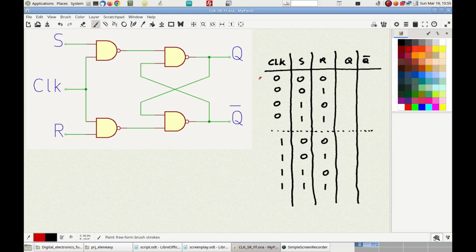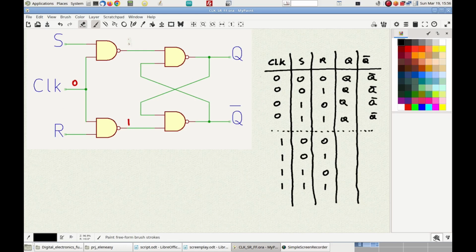Let's take a look at the 4 rows where the clock is 0. If the clock is 0, whatever is the value of S and R, the output of the 2 logical ports on the left will always be 1. And this means that the SR flip-flop on the right will be in the latch state, where whatever the outputs are, they will never change.